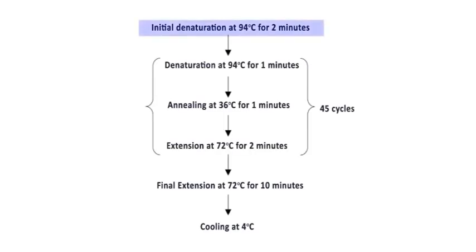Initial denaturation was carried out at 94 degrees Celsius for 2 minutes, followed by 45 cycles of 1 minute at 94 degrees Celsius, 1 minute at 36 degrees Celsius, and 2 minutes at 72 degrees Celsius. The final extension step was 10 minutes at 72 degrees Celsius and a 4 degrees Celsius hold temperature at the end.